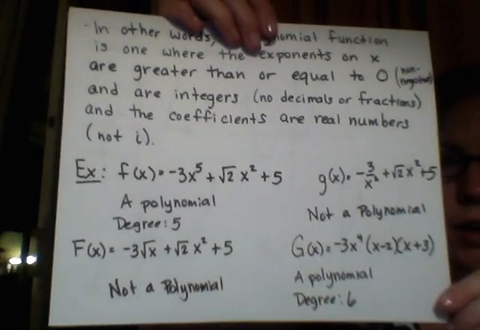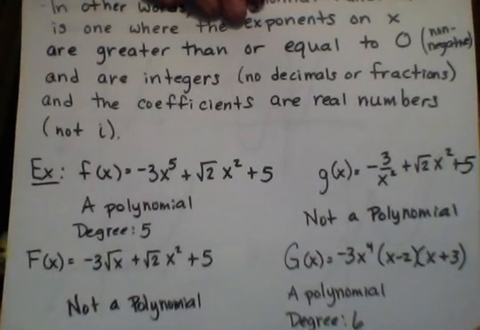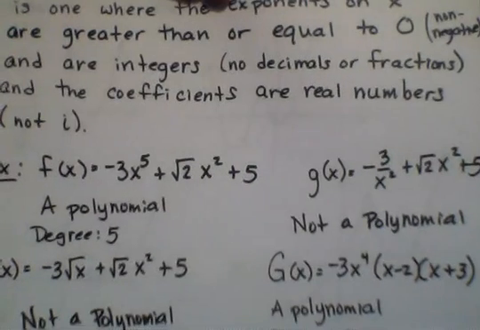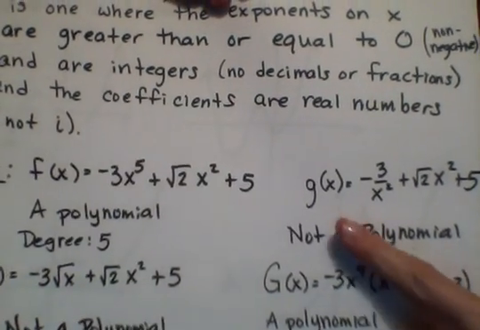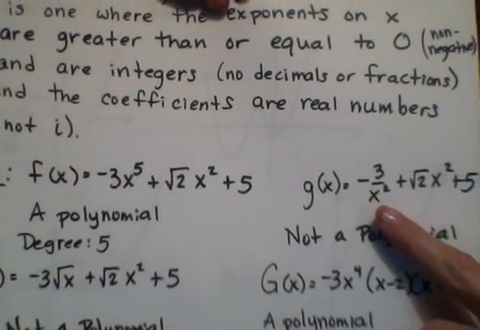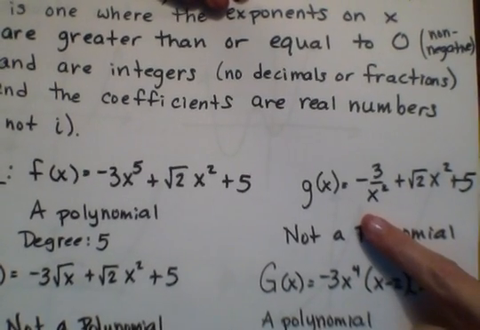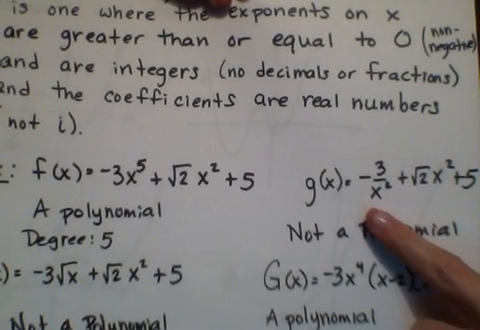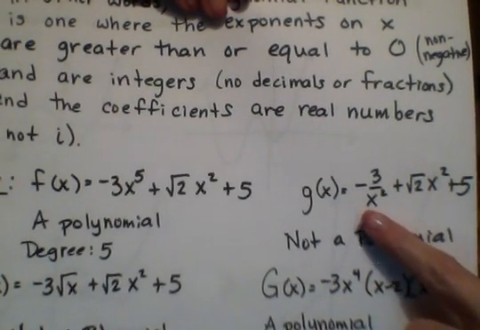Why is g of x not a polynomial function? Well, g of x is not polynomial because you'll notice the very first term we have, this negative 3 over x squared. X squared, because it's in the denominator, would actually be rewritten as x to the negative second power, which would make it have an exponent that is negative. Remember, the exponents have to be positive. So that is not a polynomial.